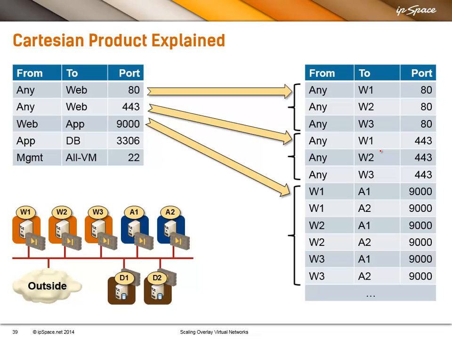Let's say we have 3 web servers and 2 app servers. The first rule, from anything to the web server, is actually exploded into 3 lines, one for every individual IP address in the destination security group. Same thing with the second one, and the third line is exploded into 6 lines.